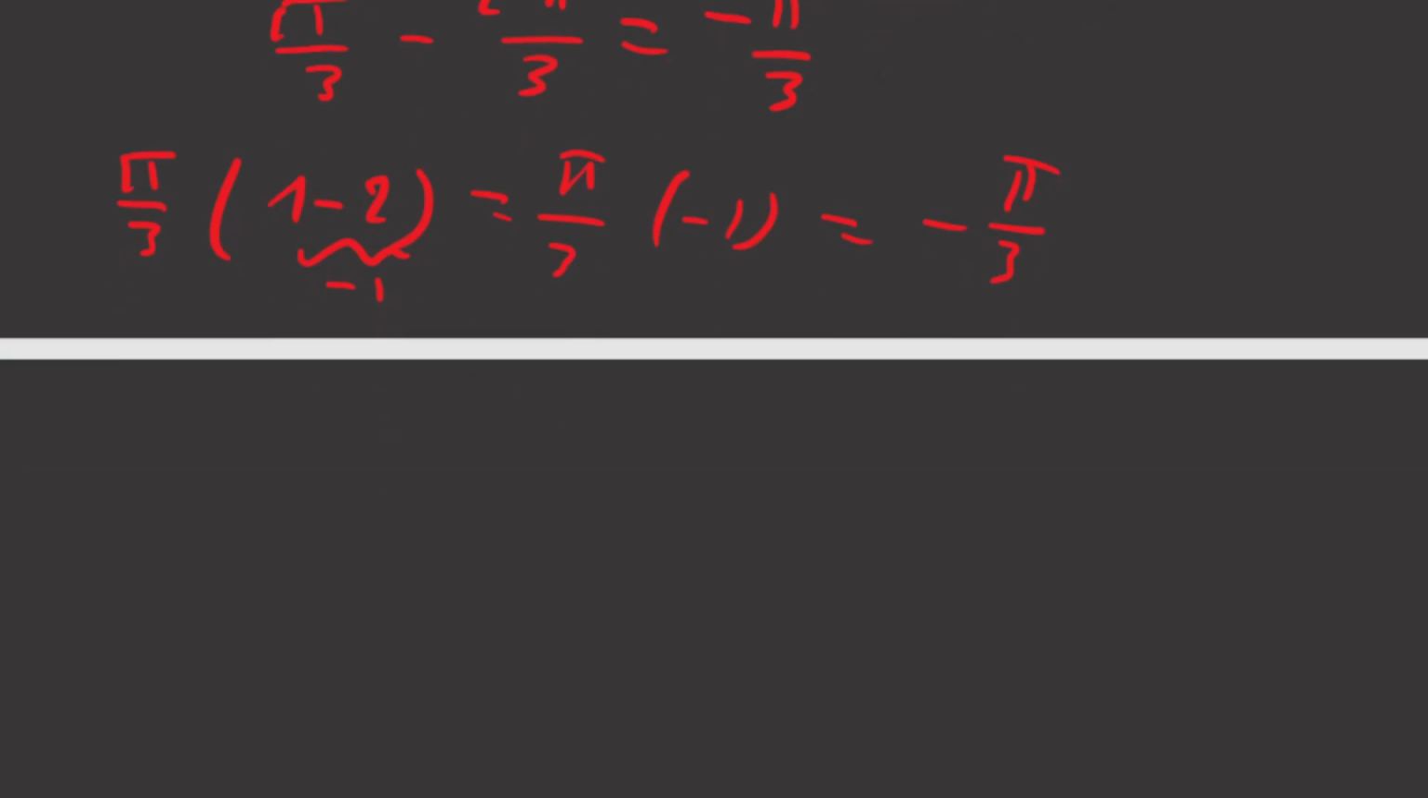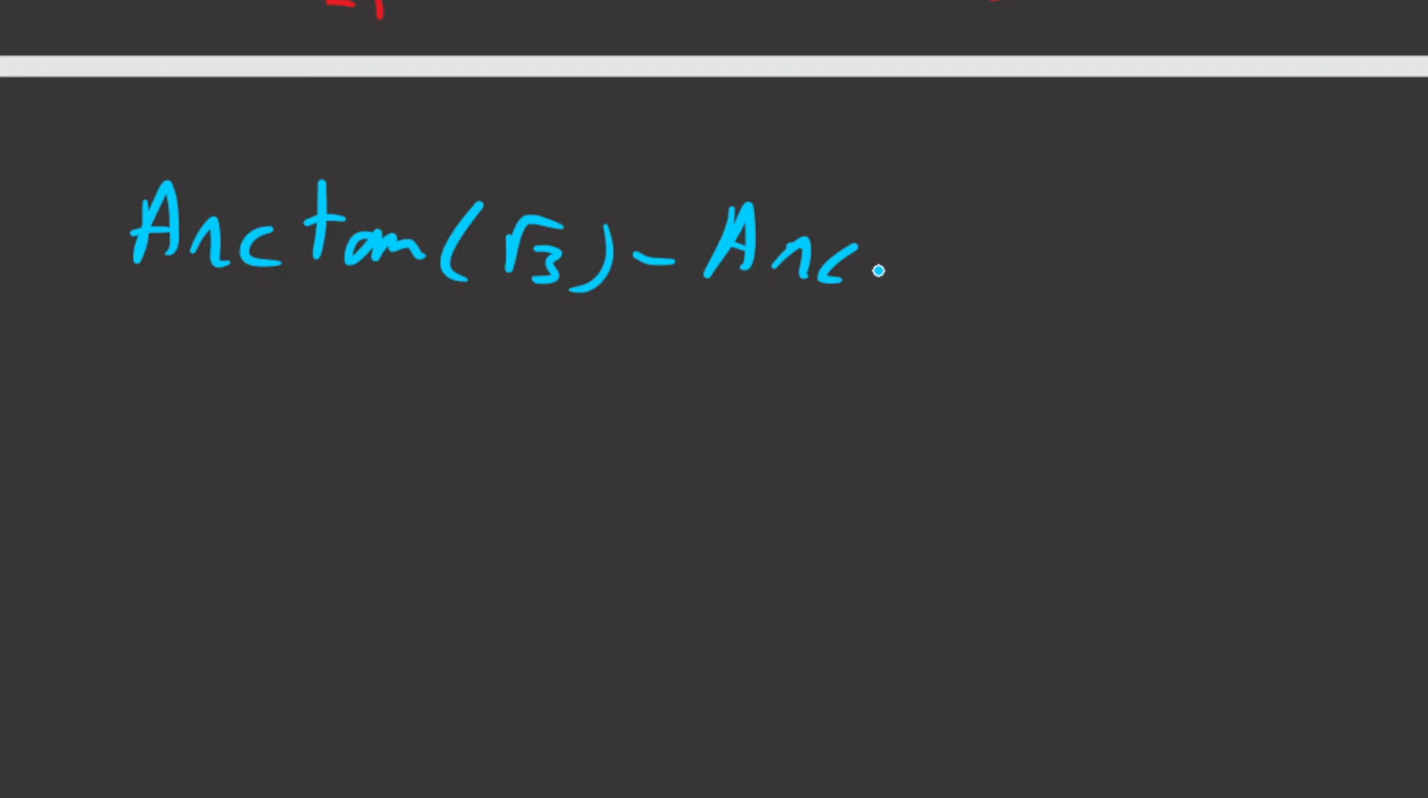So I'm going to write down the final, just to be formal. So the arctangent of square root of 3 minus the arcsec of minus 2 is equal to minus pi over 3.